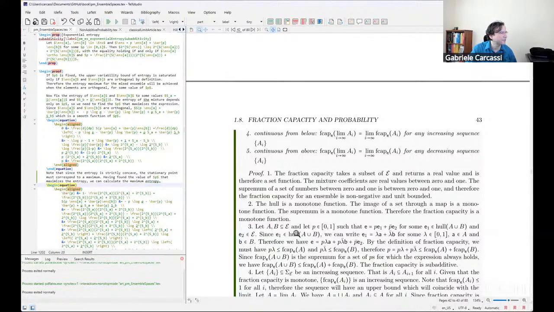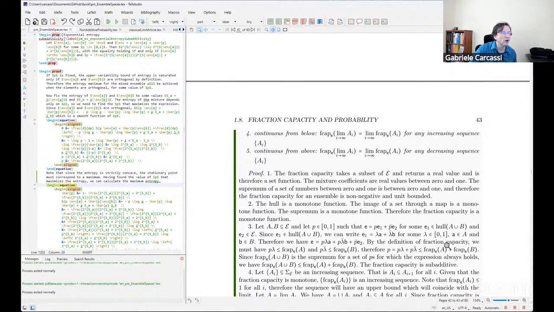And I think this proof is still decently simple. So let A and B be two sets, and let p be such that E equals p E1 plus p bar E2, for some E1 in the hull of A union B and E2 in the whole space. Since E1 is inside the hull, we can write it as a convex combination of two elements, one in A and one in B, for some lambda. Therefore, we have that E is equal to p lambda A plus p lambda bar B plus p bar E2, again, where E2 is the part that is potentially not in A and B.